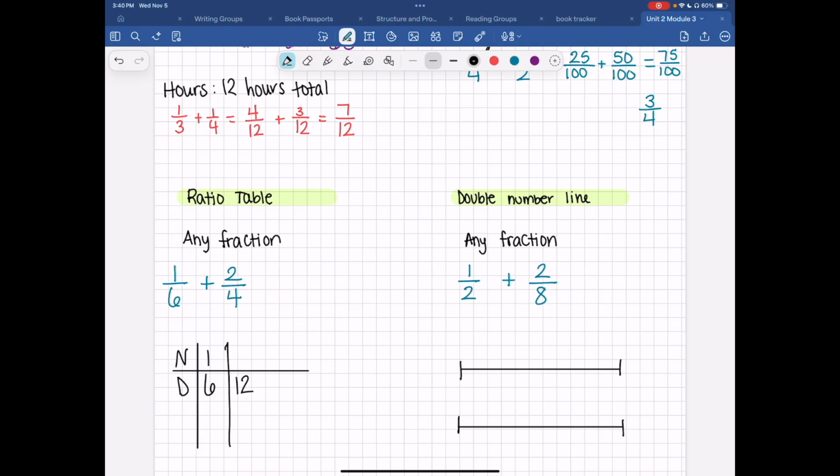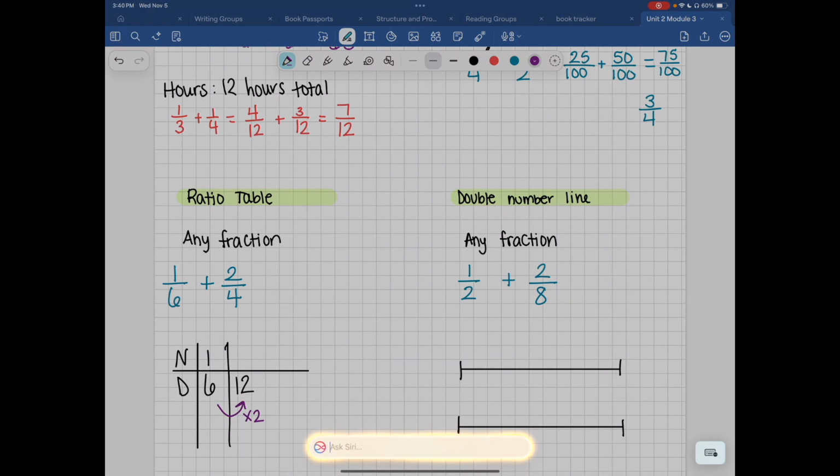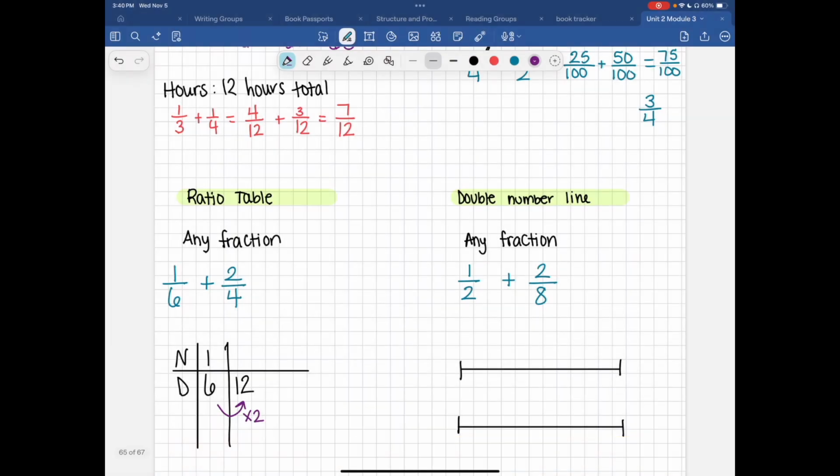So I'm going to write 12 on the denominator side. Now I have to think about, well, how did I get from 6 to 12 by multiplying? I multiplied by 2. Now whatever I do to the bottom, I got to do to the top. So if I multiply by 2 on the bottom, I have to multiply by 2 at the top as well. And 1 times 2 is 2. So our equivalent fraction to 1/6 is 2/12.